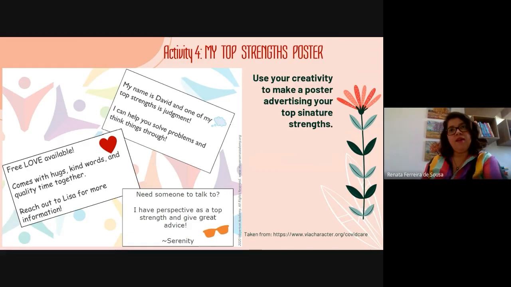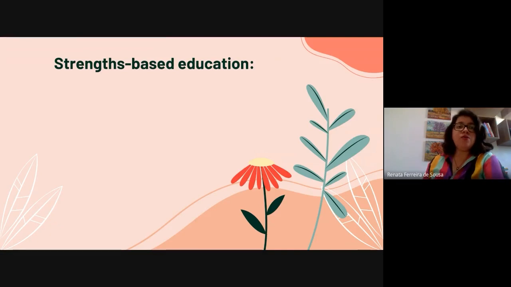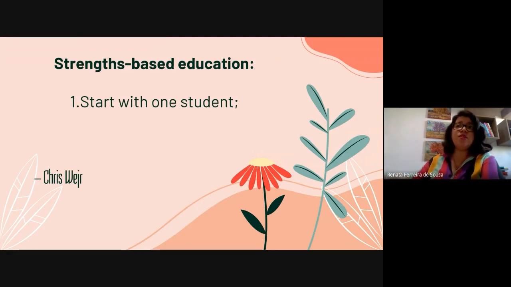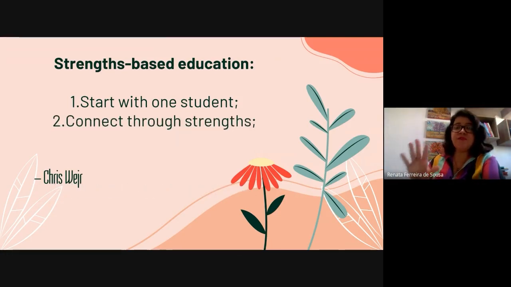And to finish, we would like to call your attention to strengths-based education. If you still feel reluctant about using the character strengths in your classes with the whole class, if you still feel uncomfortable, we could follow Chris Ridge's tips. The first tip he says is start with one student. The second, he says, connect with this student through strengths, because by doing so, you will find a connection with this student, and therefore this student can express himself, herself better, and feel more comfortable with you, with your classes.